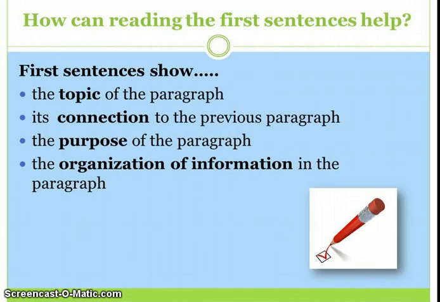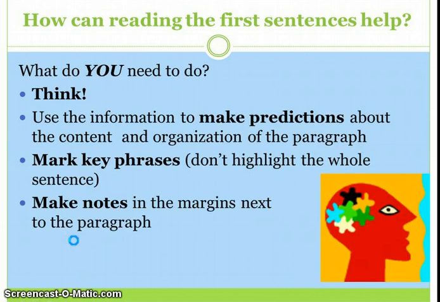So how can we use these first sentences to help? So first of all, we can see the topic, we can see the connection to the paragraphs before and after. We see the purpose of the paragraph, and we see the organization of information in the paragraph. So what do you need to do? Well, first of all, thinking. That's always good. And what we need to do is we need to stop and make predictions. Okay, if they're talking about research and then they have mentioned survey, then obviously they're probably going to tell us about the survey. We need to mark key phrases.